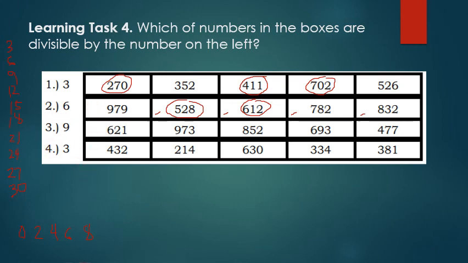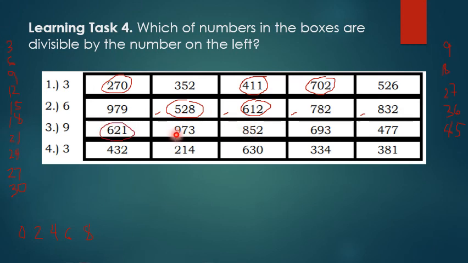Sulat uli natin yung mga skip counting by 9. So, 9, 18, 27, 36, 45. So, ipag-add uli natin. So, 6 plus 2 is 8 plus 1 is 9. So, ayun na siya. So, siya ay divisible sa 9.